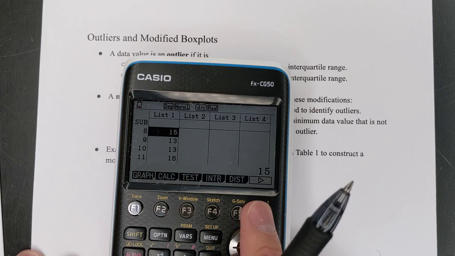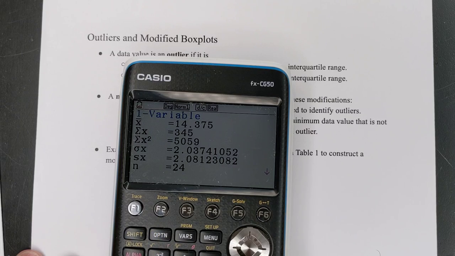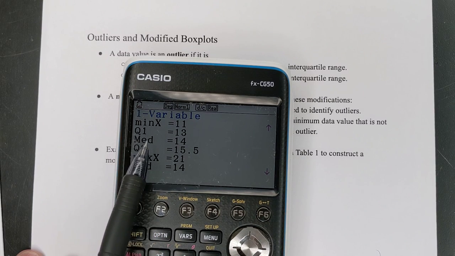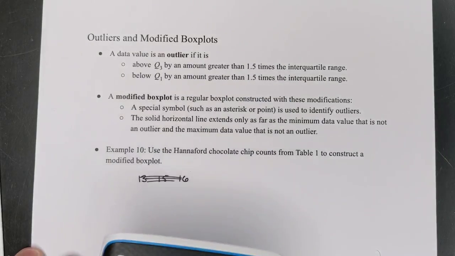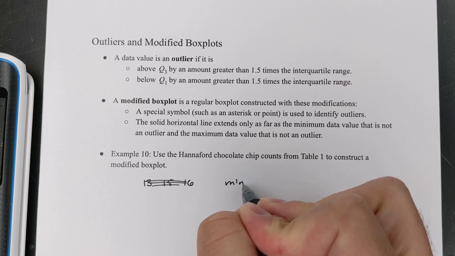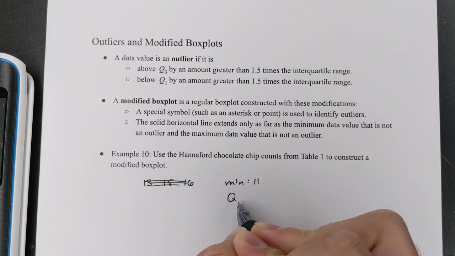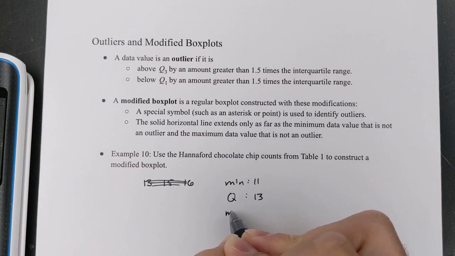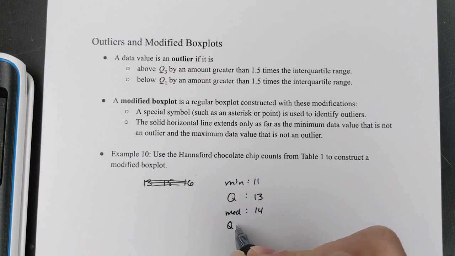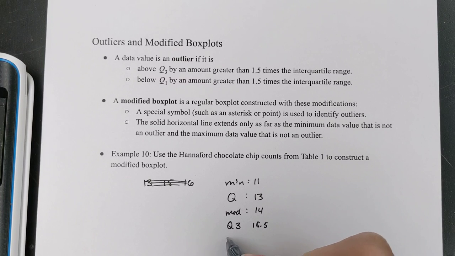Okay. So calculate one variable. And if you look, my calculator will give me, right there, the 5-number summary: minimum, Q1, median, Q3, max. So let's jot these down real fast. The minimum is 11. Q1 is 13. The median is 14. Q3 is 15.5, and the max is 21.